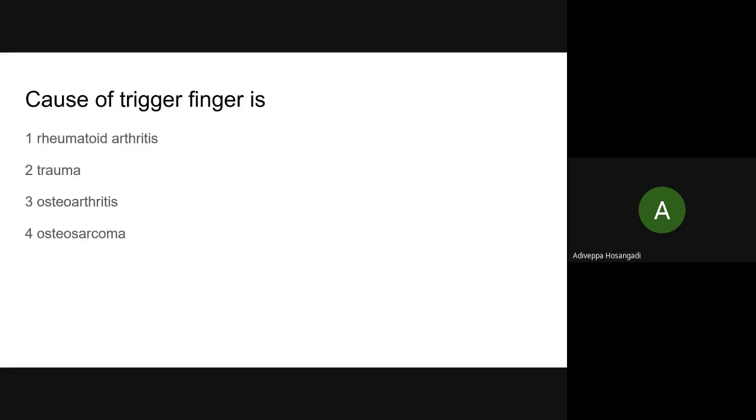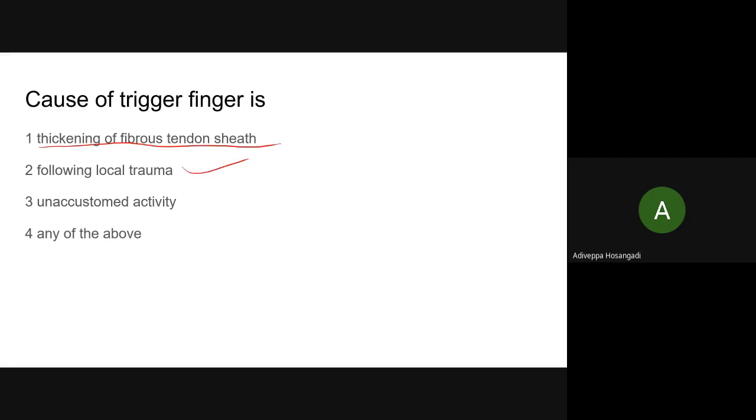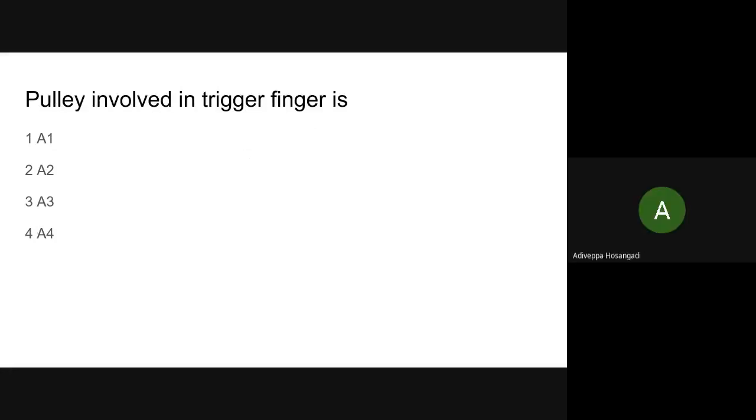We'll come to that. Cause of trigger finger. Repeated trauma is a cause of trigger finger. Cause of trigger finger is thickening of flexor tendon sheath, local trauma, unaccustomed activity, any of the above. Following local trauma. Any of the above. Okay, I'm coming to the end.